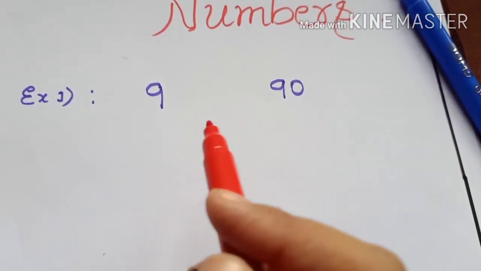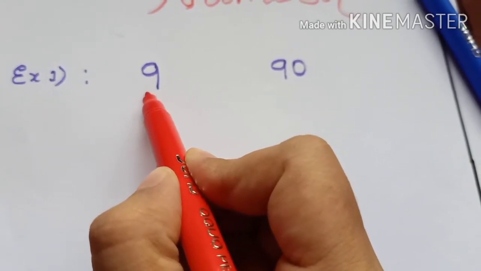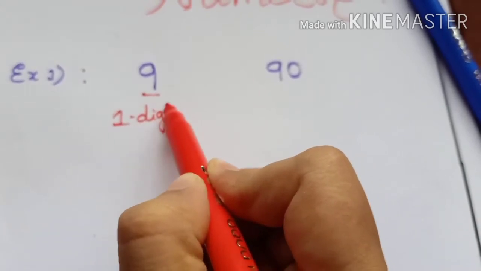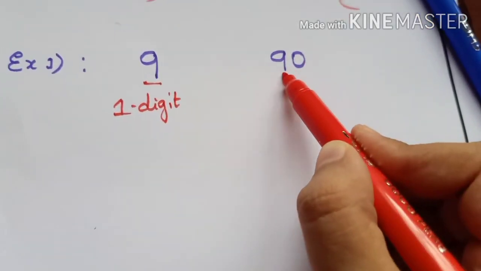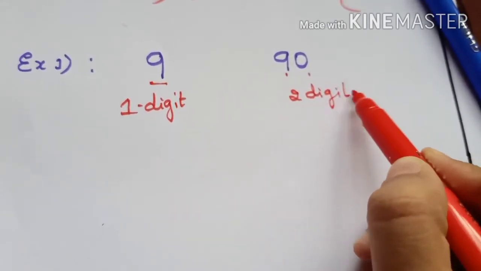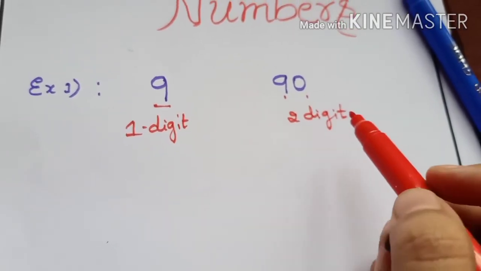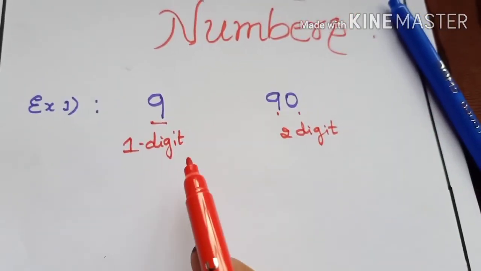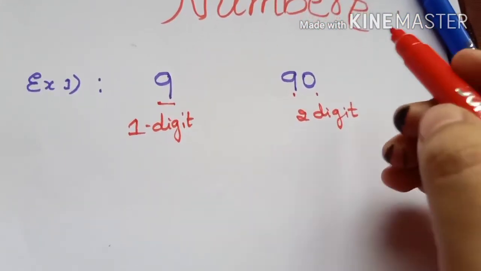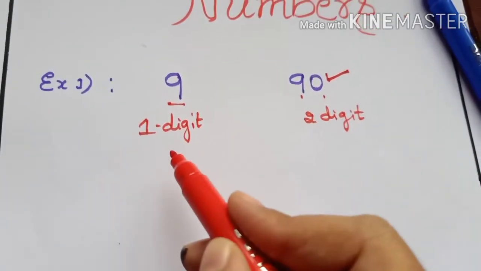Yes. What is the rule? To compare, check the number of digits. Here the number of digits is 1. This is a 1 digit number, and here 9 and 0, it is a 2 digit number. This is the first rule while you are comparing the numbers. Check the number of digits. Here it is 1 digit and here it is 2 digit. So obviously the 2 digit number is bigger or greater than the 1 digit number.